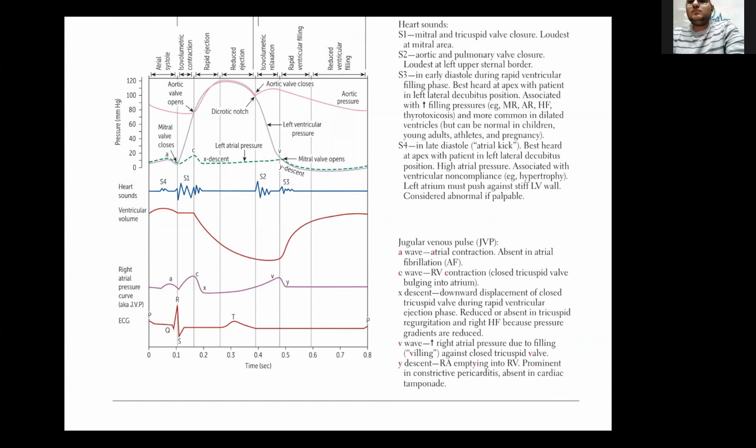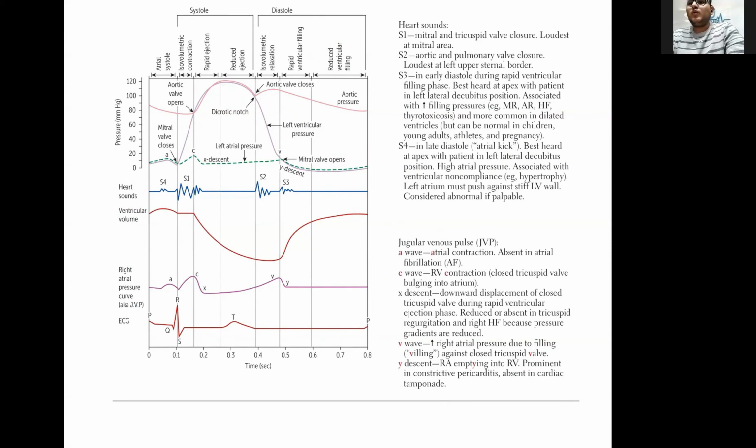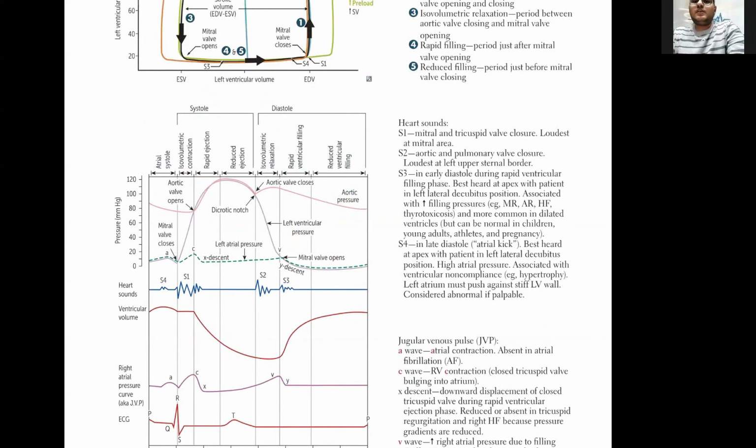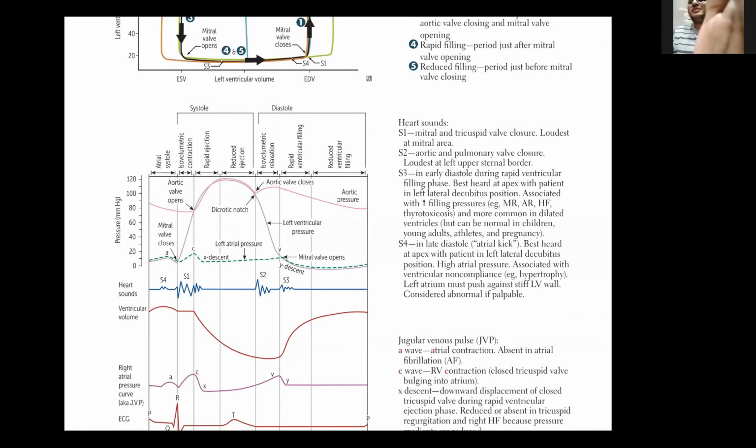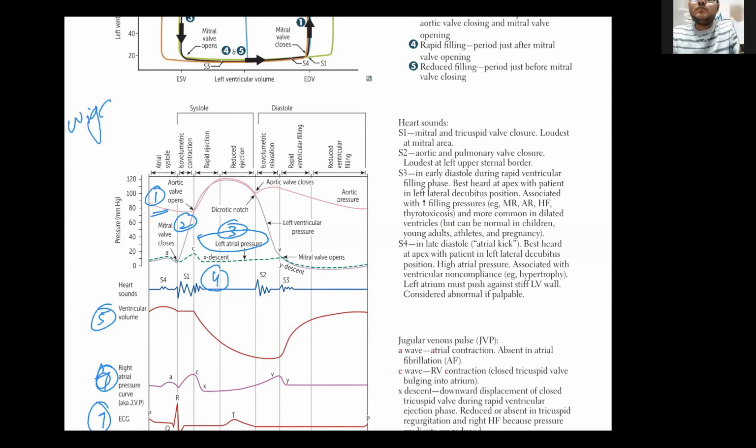Is that clear? So now we discuss the different changes in the Wiggers diagram. We discussed all this one by one in collaboration with the 7 different phases. Like one was aortic pressure, second was left ventricular pressure, third we discussed the left atrial pressure, fourth we discussed the association with heart sounds, fifth we discussed the ventricular volume, sixth we discussed the JVP, and seventh we discussed the ECG changes. This is called Wiggers diagram.